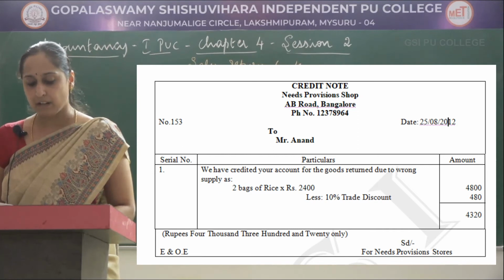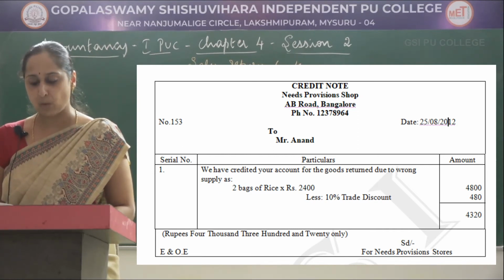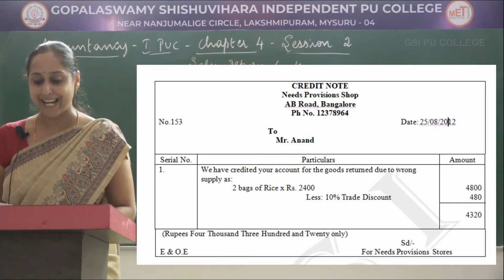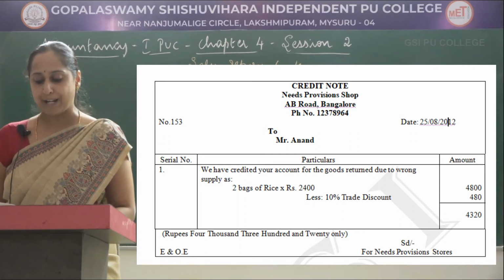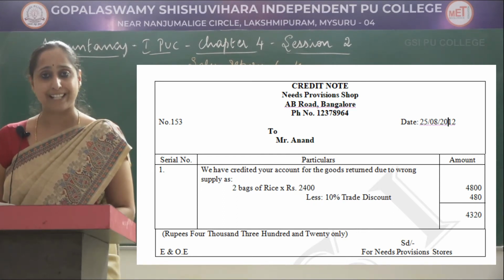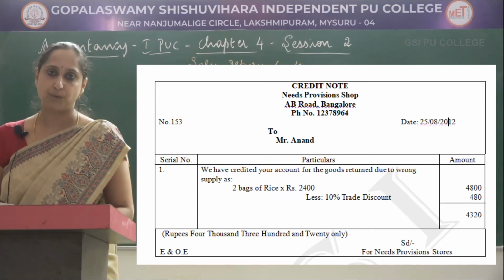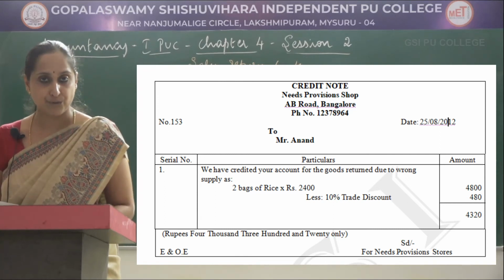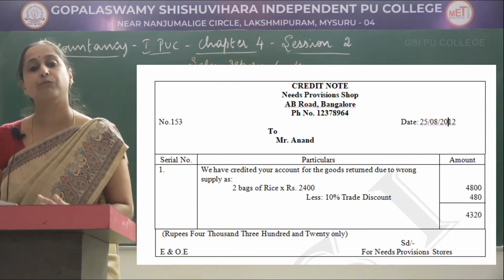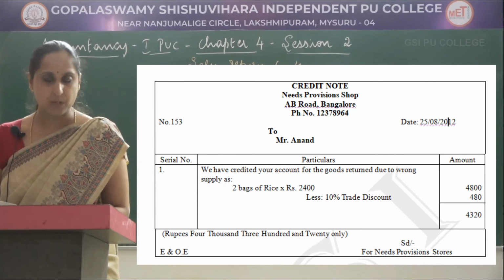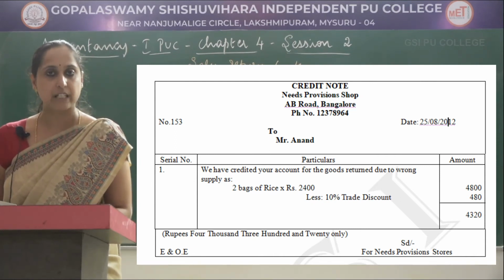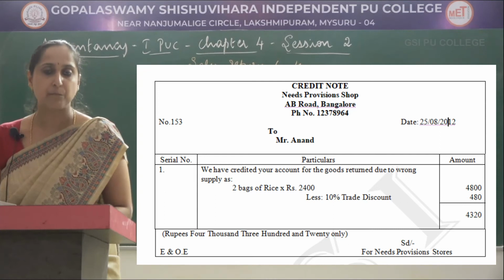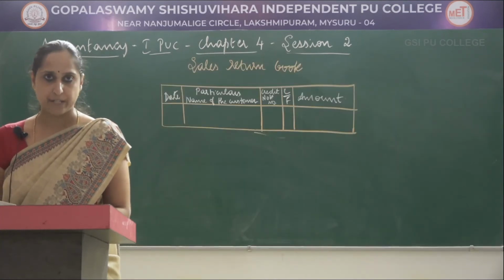So here we can see number 153, that is the credit note number, and on the right side you can see the date, and in particulars they are writing that we have credited your account for the goods returned due to wrong supply. 2 bags of rice into 2,400 less 10% trade discount, total comes to 4,320, and this is signed by Needs Provision Store. So this is the specimen or the format of credit note. This question is asked in the exam. They will ask you to write the specimen of credit note, and this is an important one from the point of view of your examination.